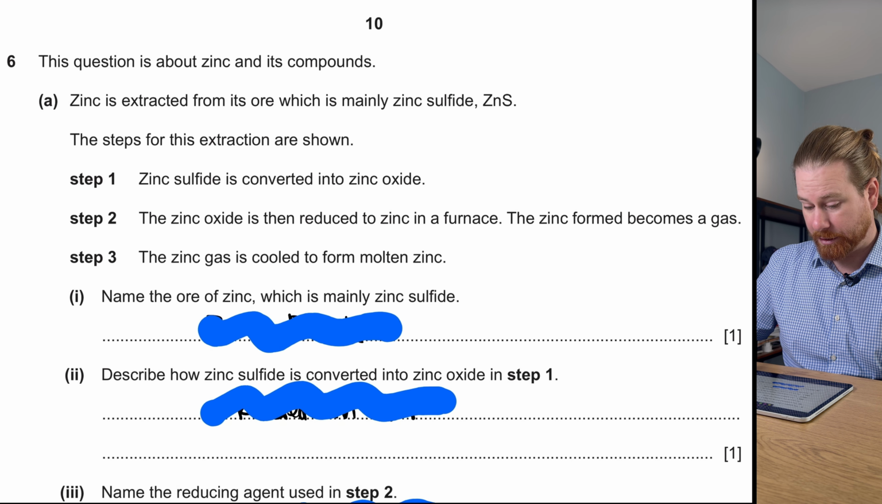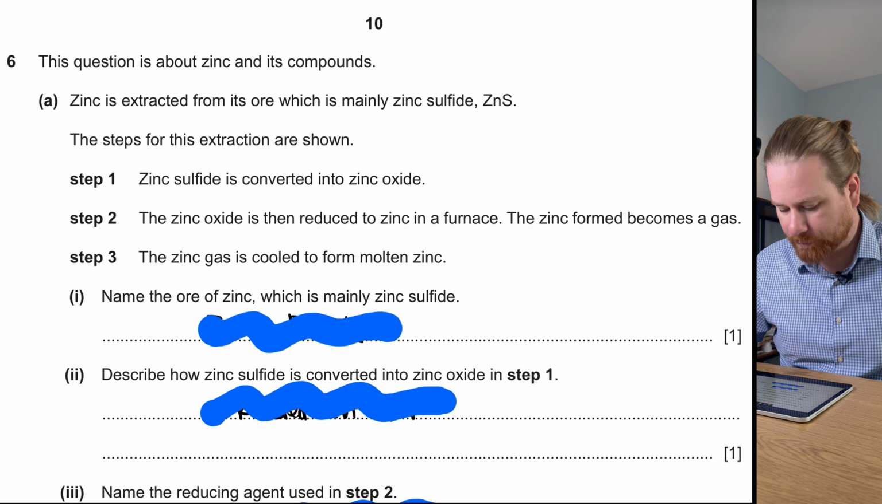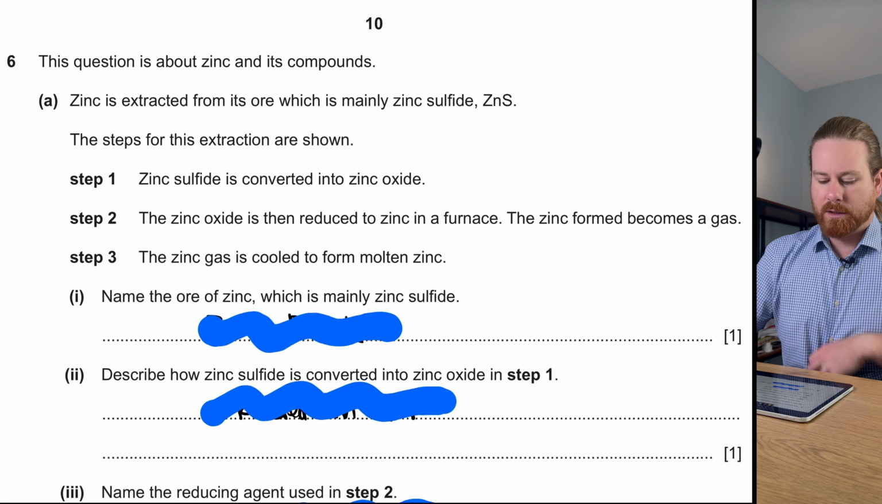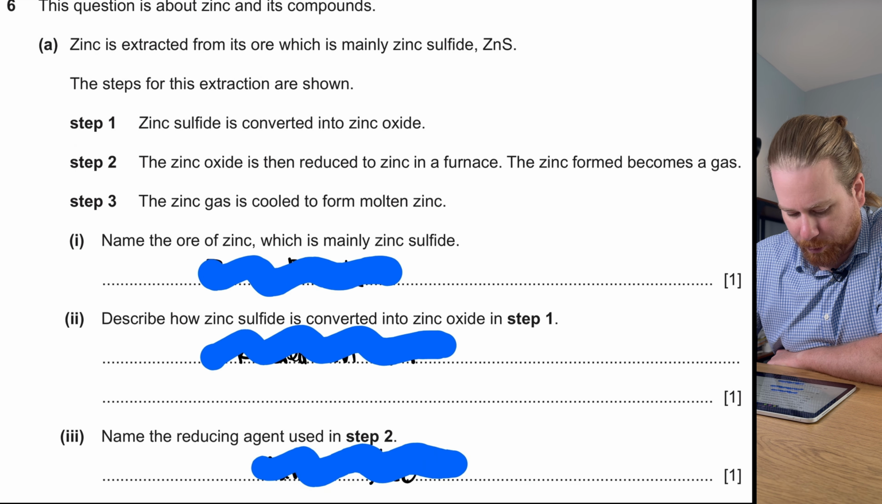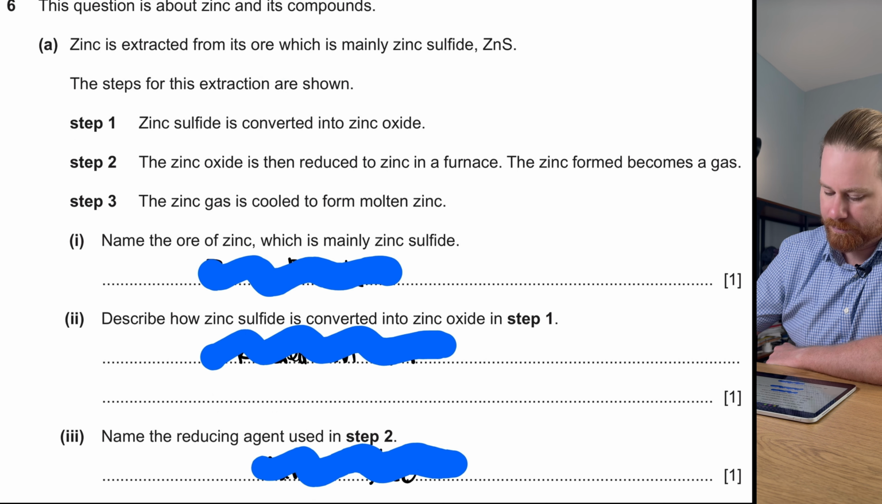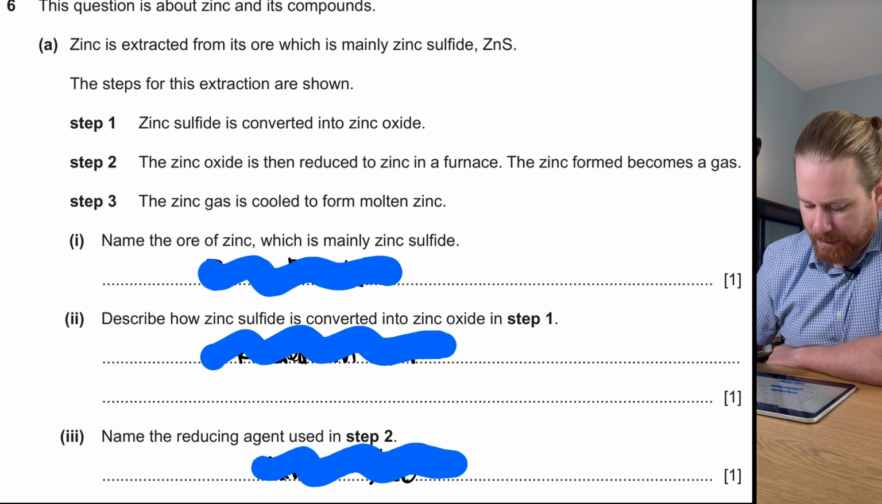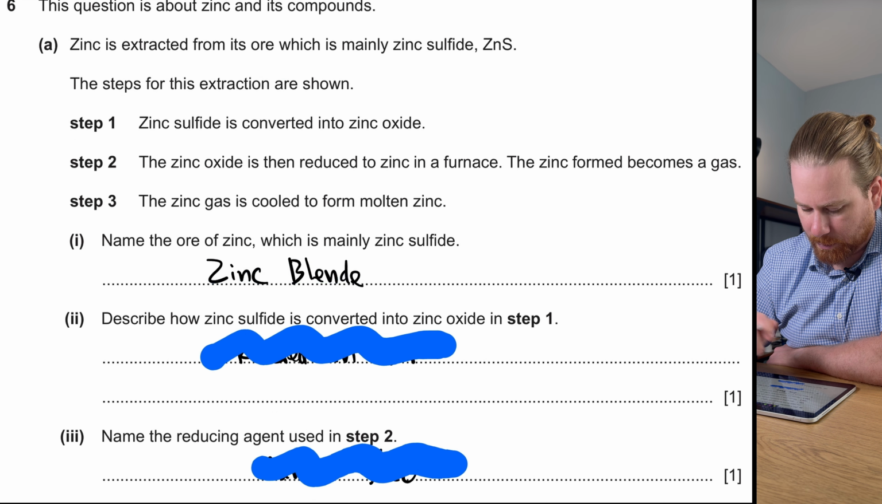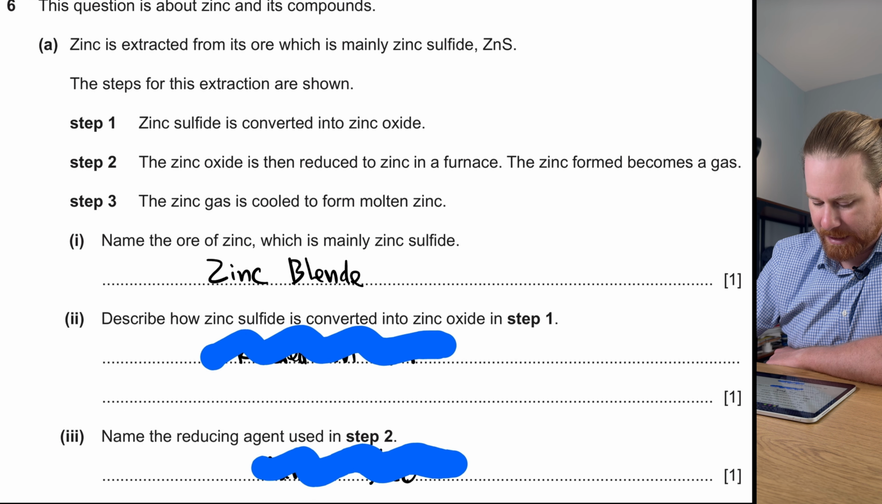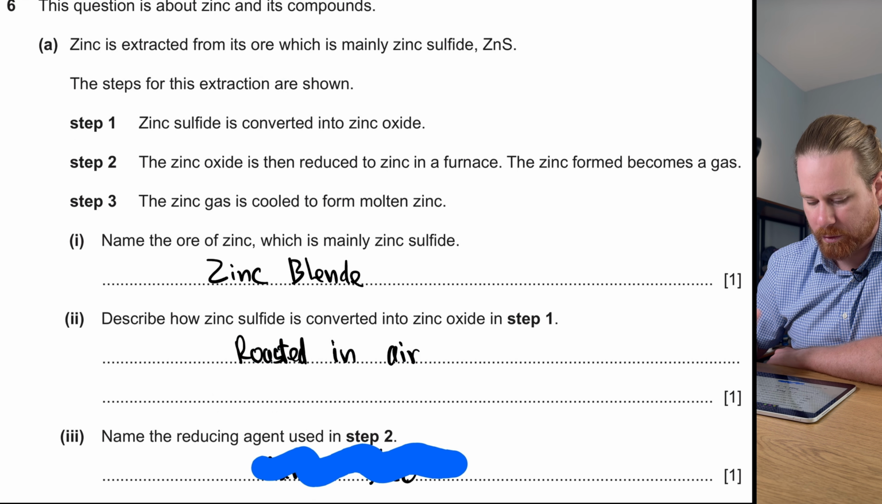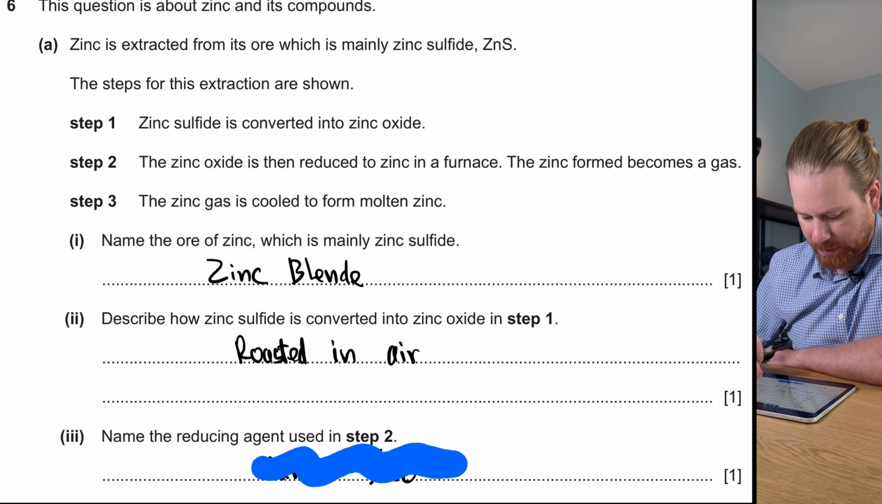Right. We now have a question about zinc and its compounds. So another extraction question, a very popular topic this year. So zinc is extracted from its ore. We've got our 3 steps. What is the ore which zinc is extracted from? It's mainly zinc sulfide, ZnS, and it's called zinc blende. How is it converted in step 1? It is roasted in air, so heat it up in air, getting zinc oxide.